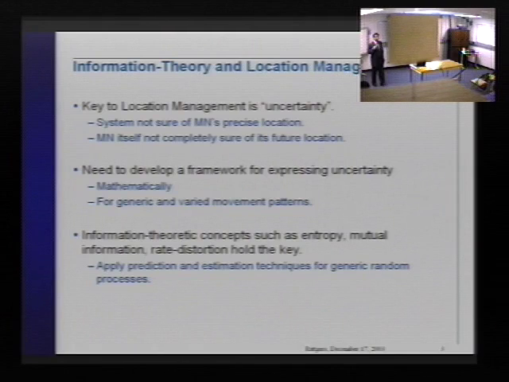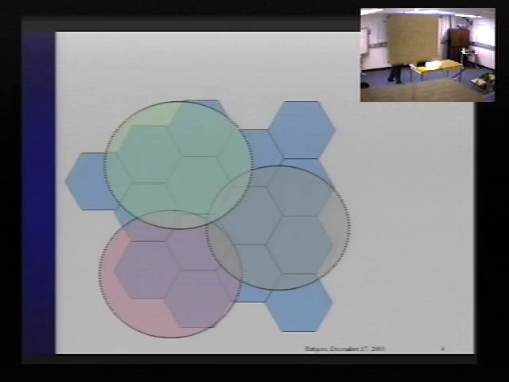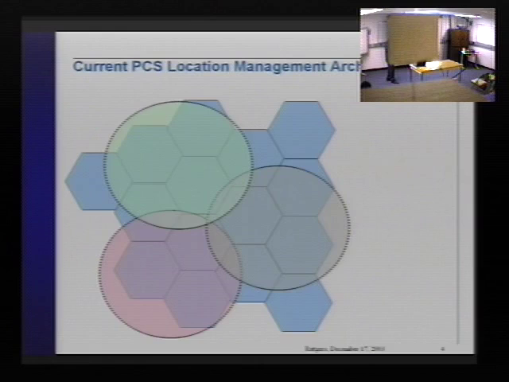So the idea is that this talk is going to be about two different things. It's going to be about a framework in which you express this uncertainty mathematically and for arbitrary movement patterns. So we are not going to be tied to a specific movement model. And then the obvious fallout of that is, all the usual concepts like entropy and mutual information come in. So again, this is still very much in primer mode.